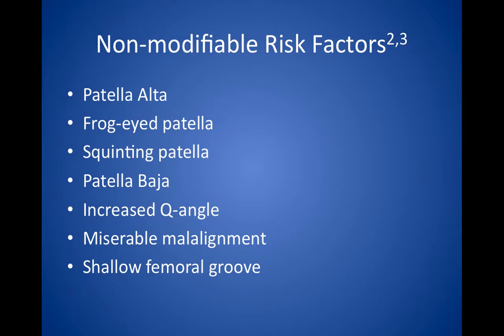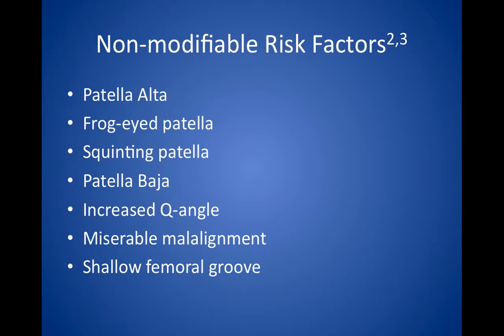Some non-modifiable risk factors when it comes to patellar tracking issues is the patella alta, which is the high riding patella, a patella that's high on the femur. Frog-eyed patella, that's when the patella has a lateral tilt to it. Squinting patella is when the patella has a medial tilt. Patellar baja is when the patella is riding low on the tibia.